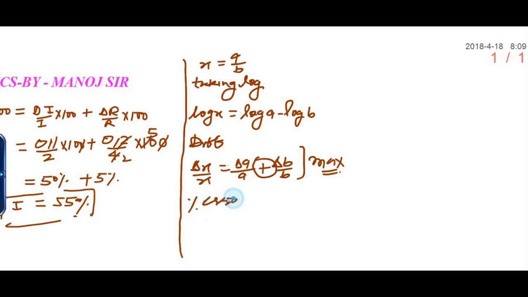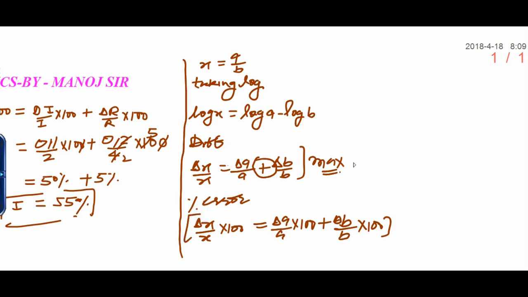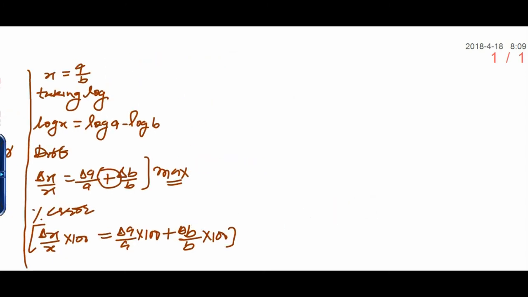Now percentage error is delta x upon x into 100 is equal to delta a upon a into 100 plus delta b upon b into 100. When you see carefully, it is similar, just like multiplication. Let me illustrate one example in order to understand more clearly this insight. Let's see.